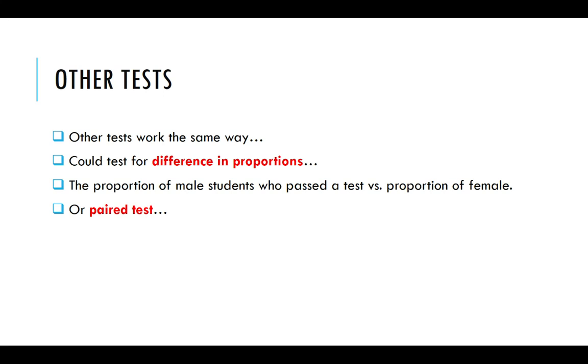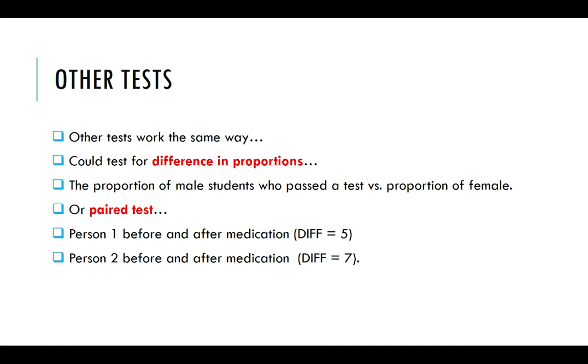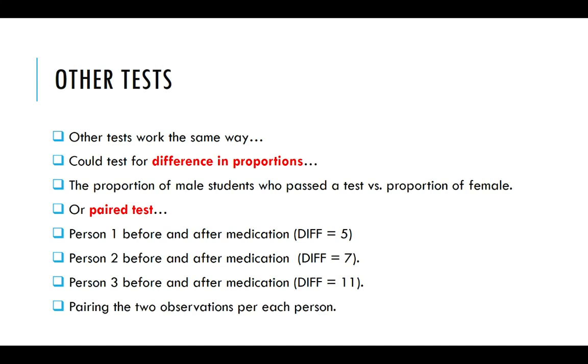Or we might be doing a paired test. A paired test is interesting because I can look at person one before and after, let's say, a medication, and say, oh, the difference is 5 for whatever I'm measuring. And then I do the same for person 2, before and after. Their difference is 7. And then person 3, before and after. The difference is 11. Do you see why we call this a paired test? Because we're pairing person 1 before with person 1 after, and person 2 before with person 2 after, to calculate the difference person by person. So we're pairing the two observations together for each person, hence calling it a paired test.